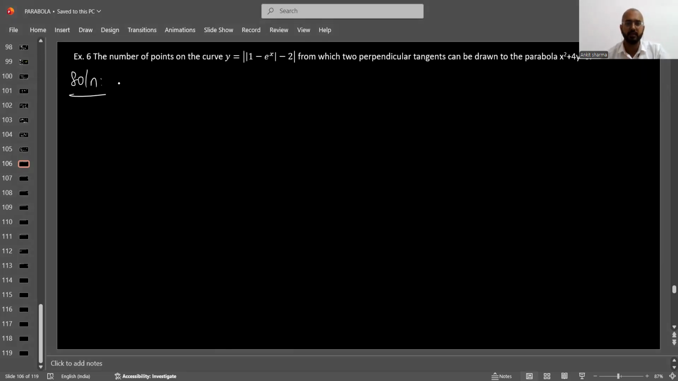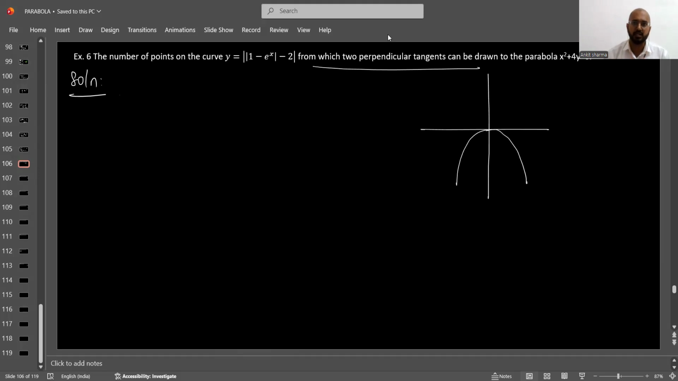Okay, now if I look at this one, we have the number of points on this curve from which two perpendicular tangents can be drawn to this parabola x square is equal to minus 4y. That means negative y is downward, so I'll be having this parabola. Now, two perpendicular tangents can be drawn to this parabola, that means the point must lie on the directrix of this parabola. So the directrix here is y is equal to 1.